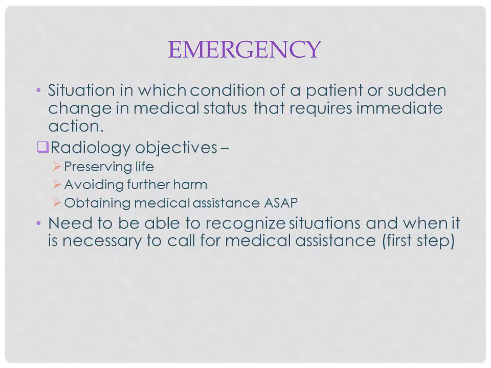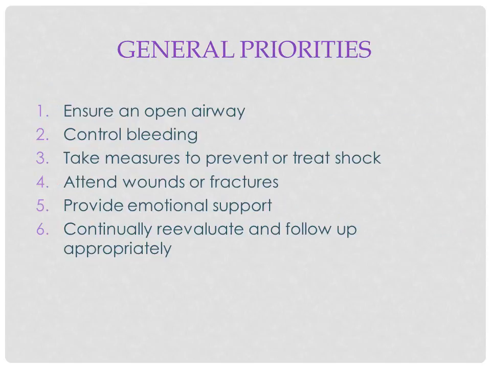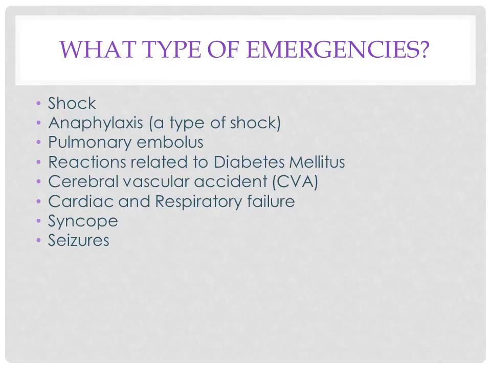You need to be able to recognize situations and when it is necessary to call for medical assistance, which should be your first step. General priorities: ensure an air opening, control bleeding, take measures to prevent or treat shock, attend wounds or fractures, provide emotional support, continually reevaluate and follow up appropriately. What type of emergencies? Shock, anaphylaxis, which is a type of shock, pulmonary embolus, reactions related to diabetes mellitus, cerebral vascular accident or CVA, cardiac and respiratory failure, syncope, and seizures.